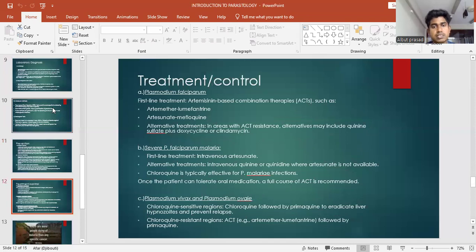Let's look at some of these treatments. For different species, there are different treatments. These treatments are specific for each species. So first is Plasmodium falciparum. The first line of treatment is artemisinin-based combination therapies, the ACTs, such as artemether-lumefantrine and artesunate-mefloquine. So these are the treatments used against Plasmodium falciparum.